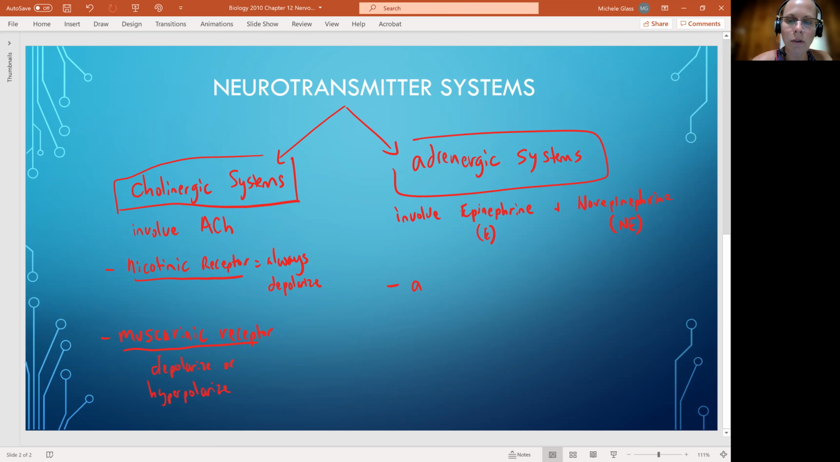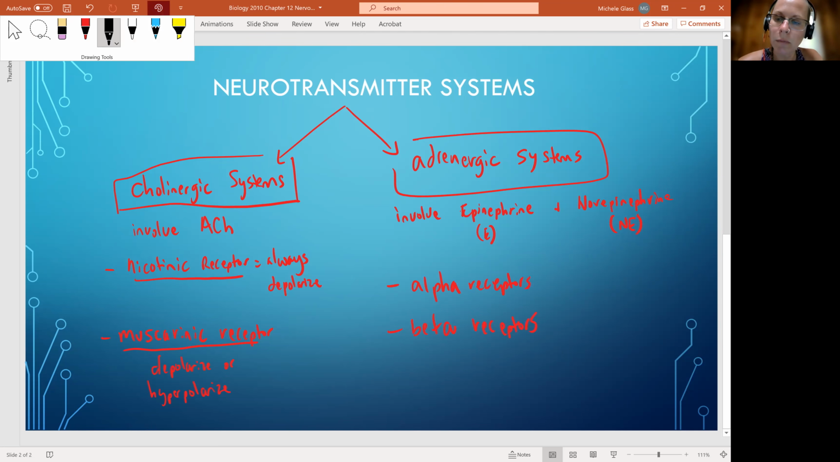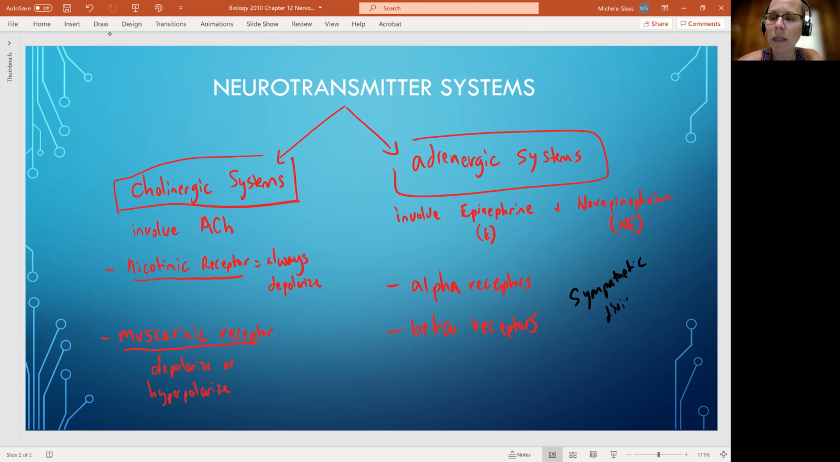So we're going to have what's called alpha and we're going to have what's called beta. And we're going to get into these different receptors more in the future. So that's pretty much how we want to list that here. When we talk about the adrenergic systems, this is part of the sympathetic division. Sympathetic division was our fight, flight, or freeze.